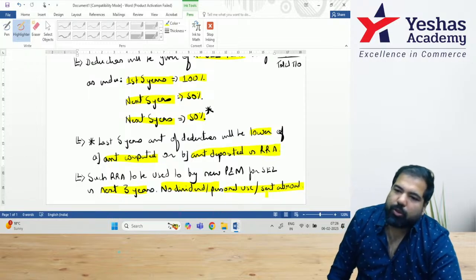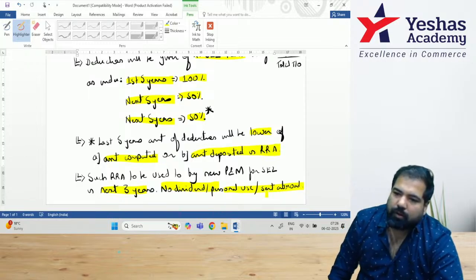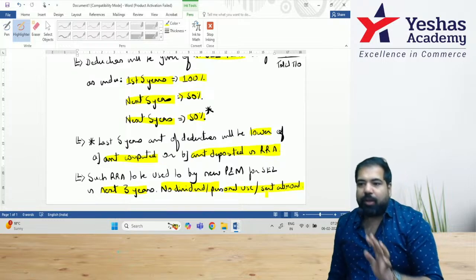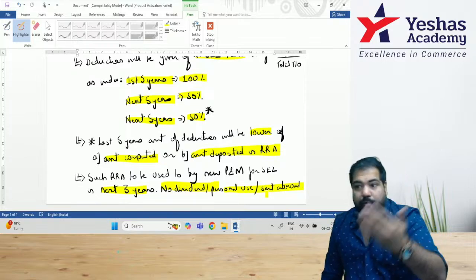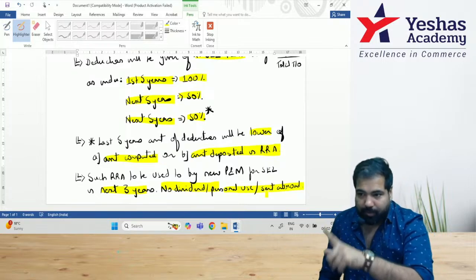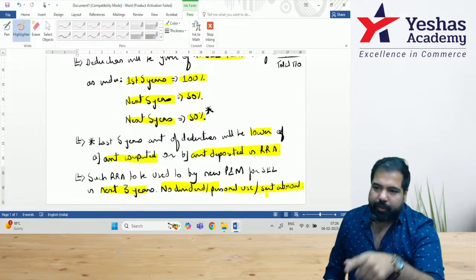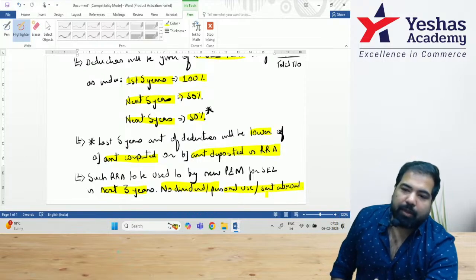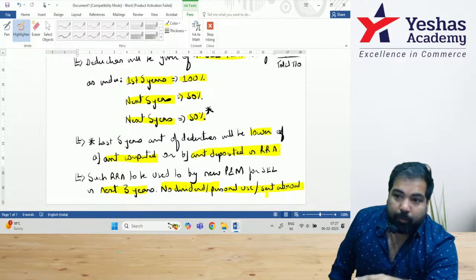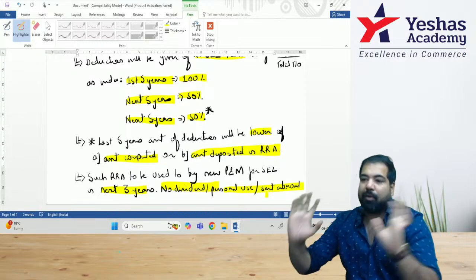Because if you don't deposit, you won't get the deduction. I'll tell you, I'm genuinely a person who wants to buy new plant and machinery. 15 years means my plant and machinery is old. Now see the benefit. Think like a businessman. You got a deduction of 4 crore. 4 crore into 30%, how much minimum saving? 1.2 crore you already saved. Someone has given you 1.2 crore rupees.